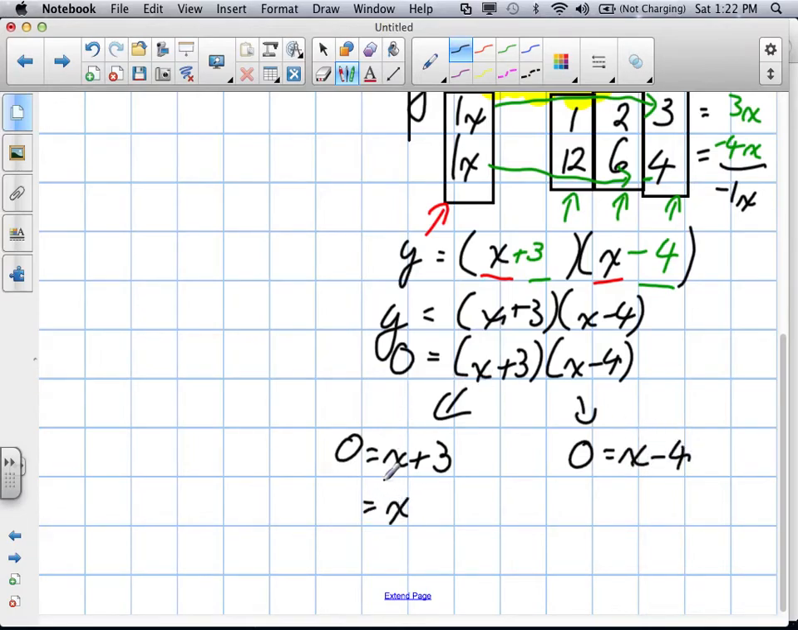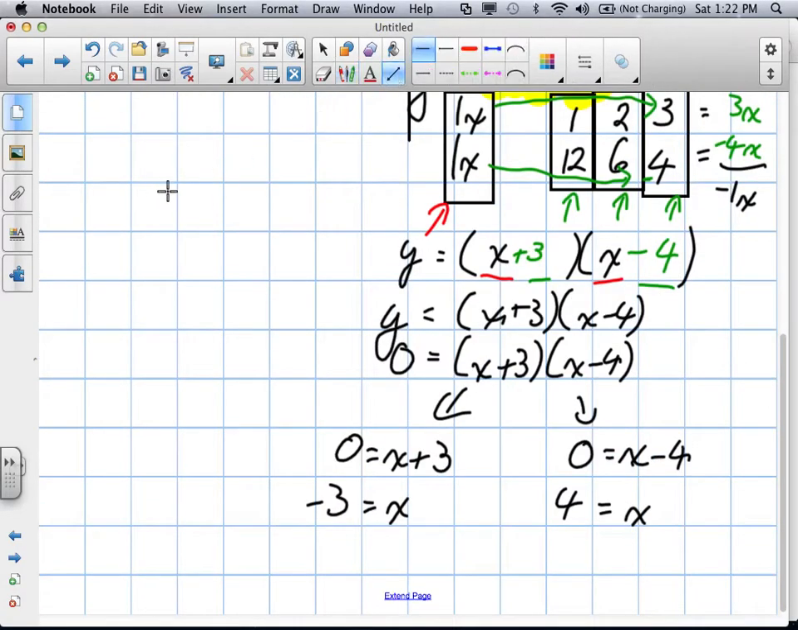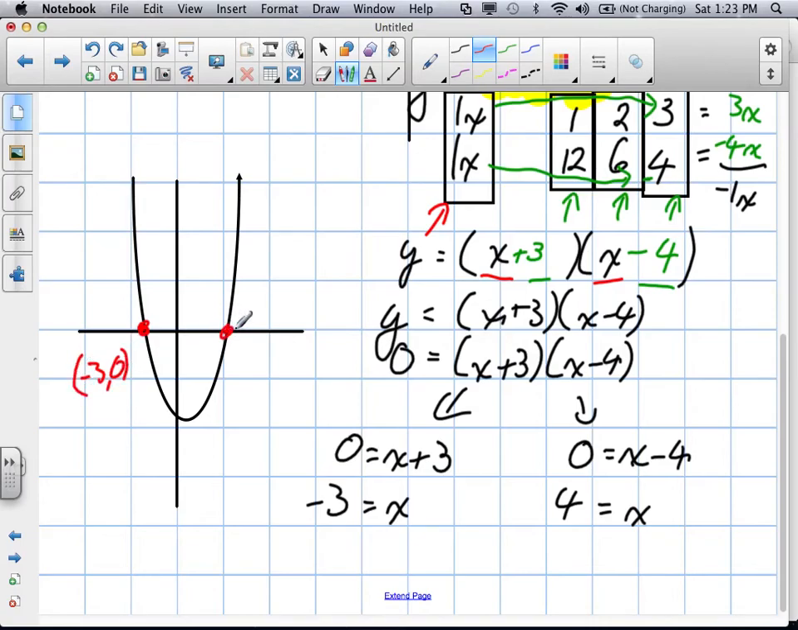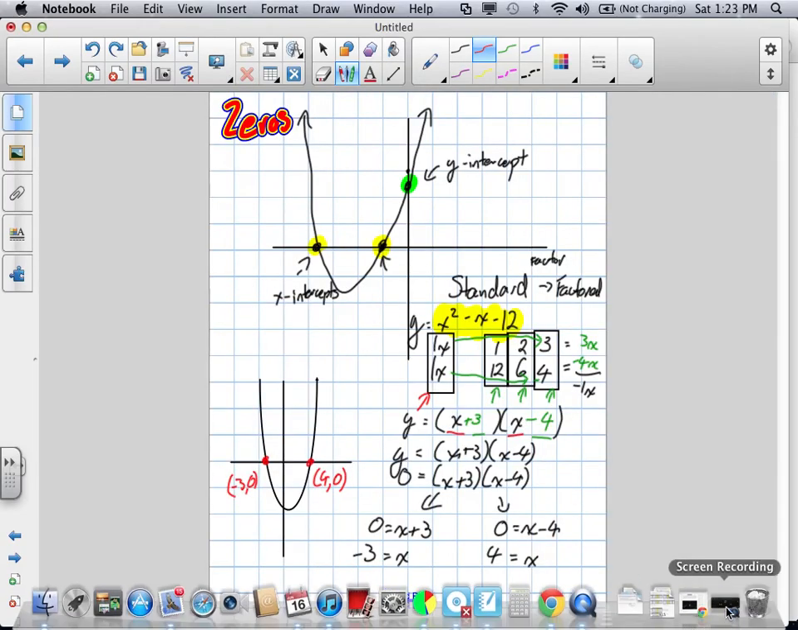So in this one, x is equal to what? Negative 3. And in the other one? Positive 4. So our zeros, even though it's not drawn to scale up here at all, we'll just quickly do another graph here. Okay. Our parabola looks something like this. Where what we have is one x-intercept at negative 3, 0, and the other x-intercept at 4, 0. Okay? Does that make sense?